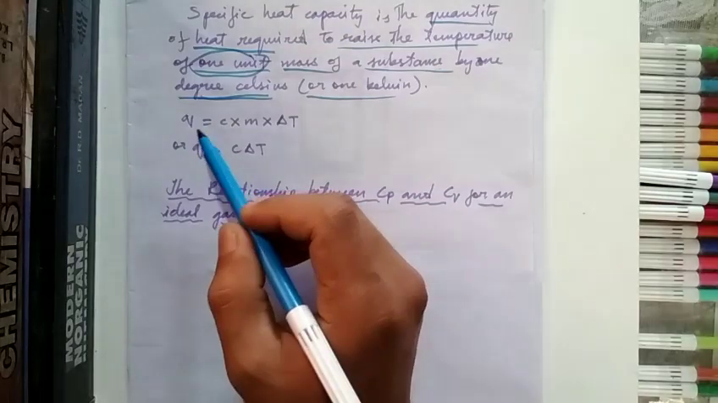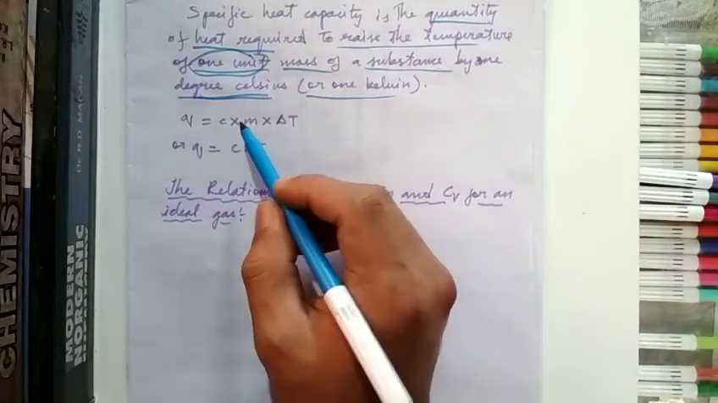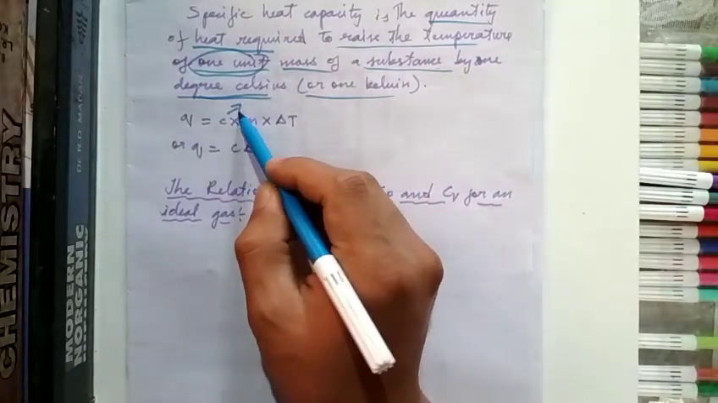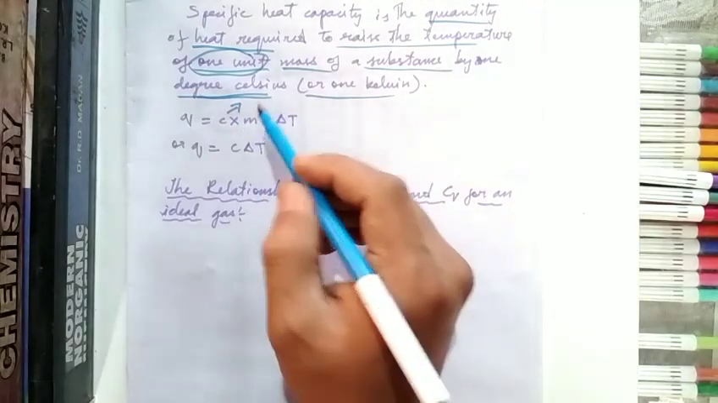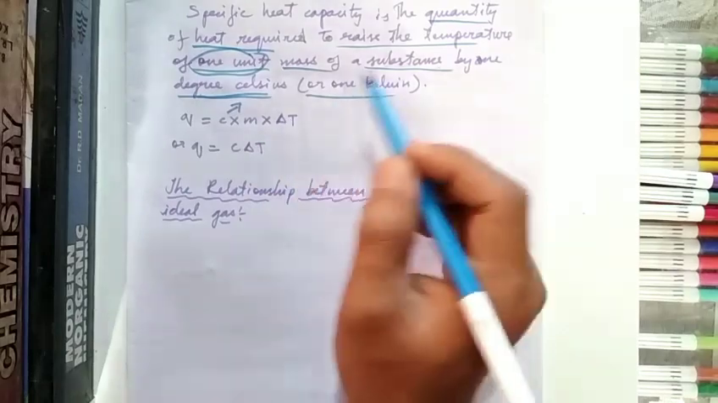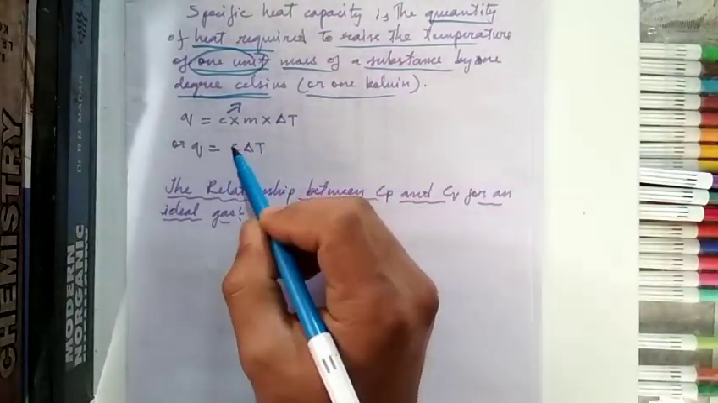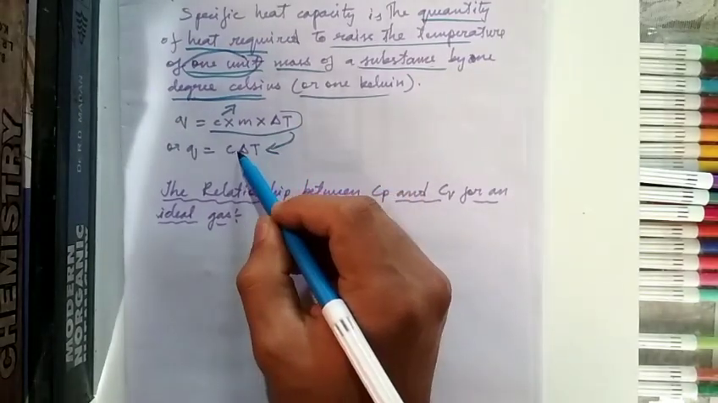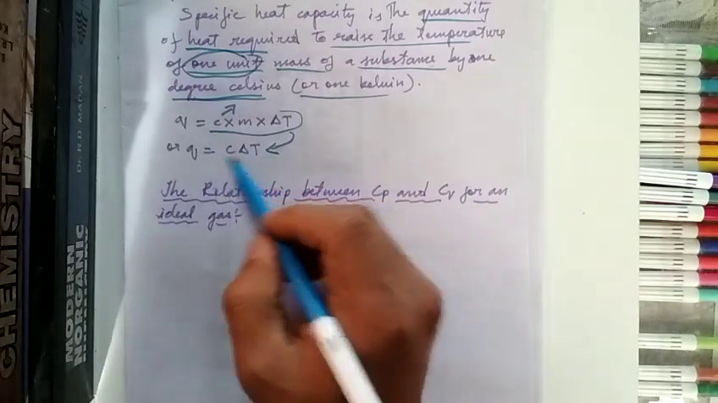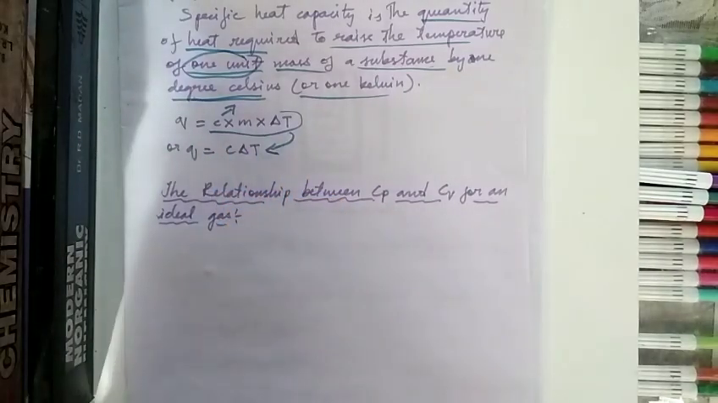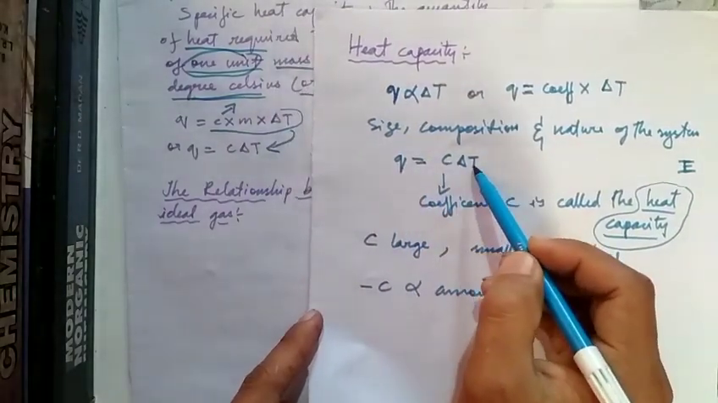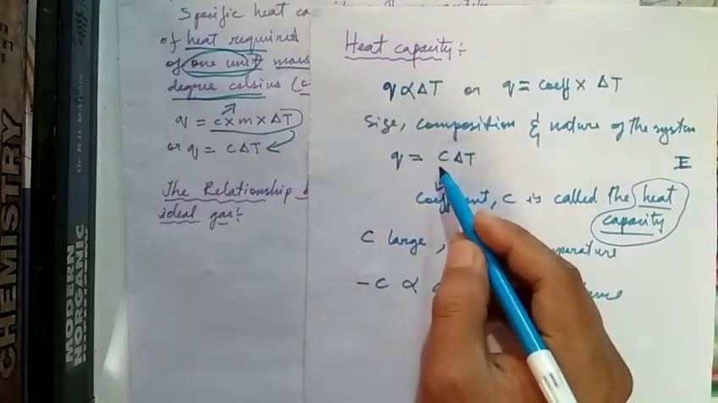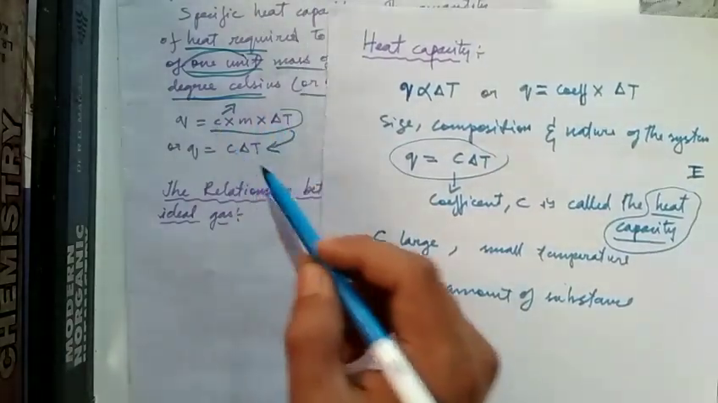This is given by Q is equal to c into m into delta T. Here c denotes the specific heat capacity, or specific heat of the substance, and m denotes the mass of the substance. Delta T is the change in temperature. All this combined together will give C delta T, so C delta T is equal to Q. This will give you the heat capacity, Q is equal to C delta T. So this forms part of the heat capacity.